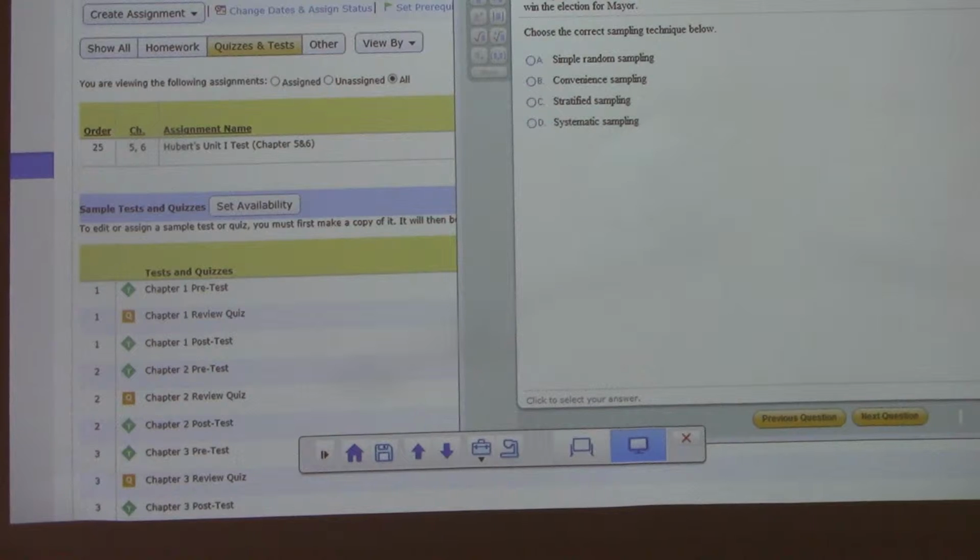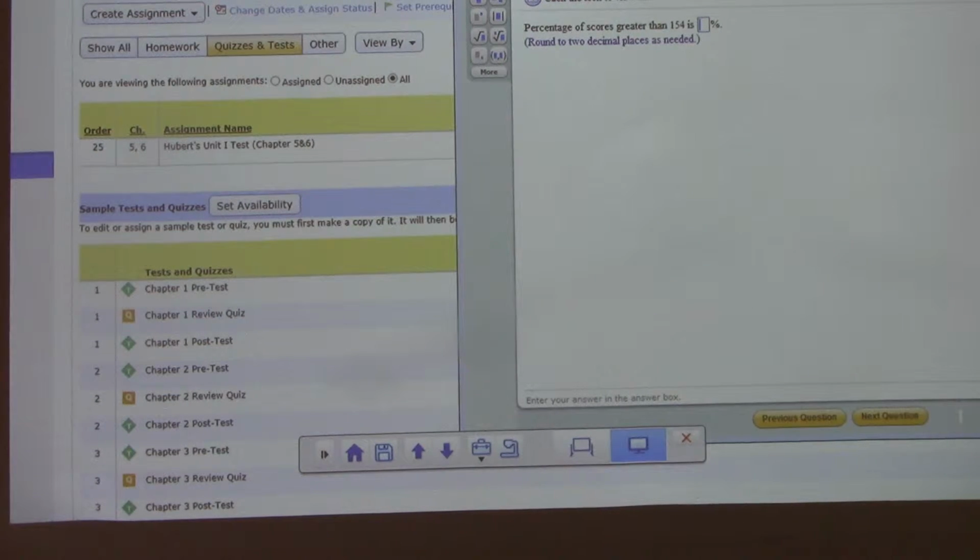Identify a sampling method as simple random sampling, systematic sampling, convenience sampling, or stratified. A computer randomly selects 300 names from a list of registered voters. Those selected are surveyed to predict who will win the election. A computer randomly selects, so it's simple random sampling, right?